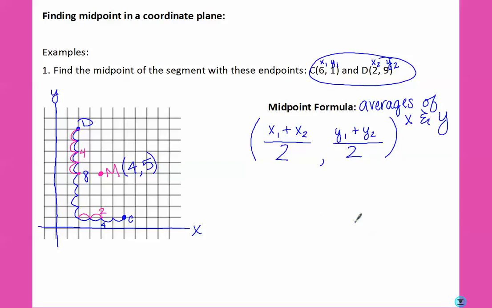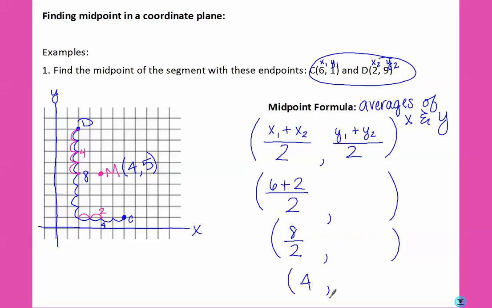So let's practice with this problem. 6 was x1 plus 2 is our x2 over 2. 6 plus 2 is 8 over 2. And 8 over 2 is 4. So far, so good. Our midpoint on our graph, the x value is 4, and doing it with the formula, we got a 4. Let's try the y's.